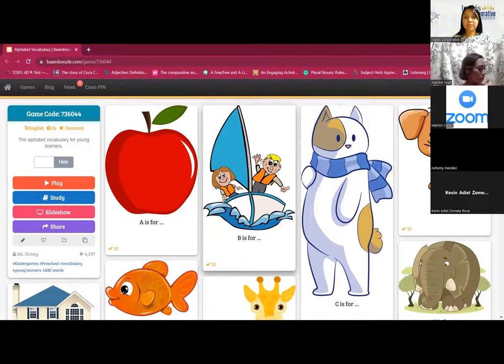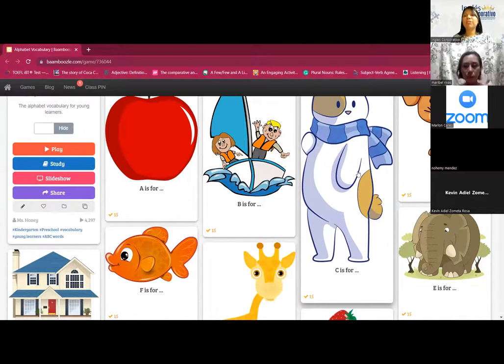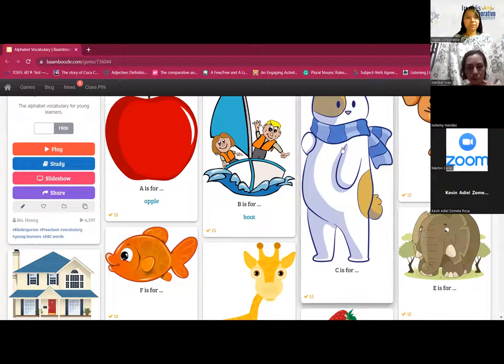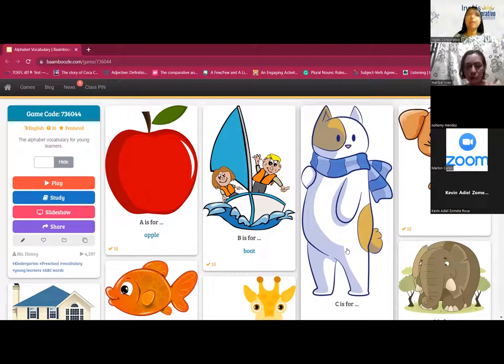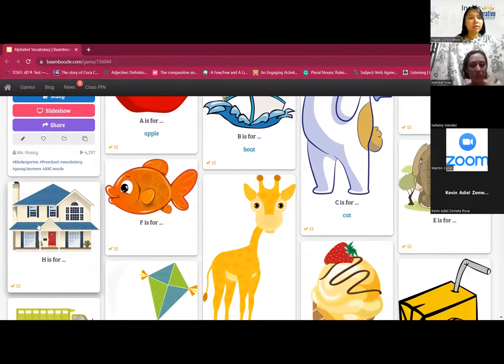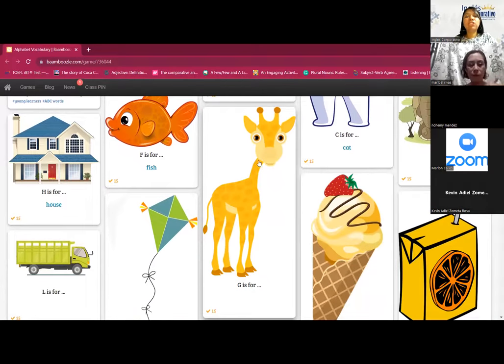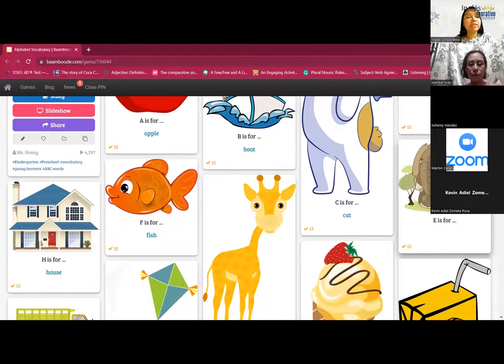What is this? Boat. Boat, very good. What about this one? C is for, what is it? C is for cat. Very good. What about this one? D is for? Dog. Okay. H is for? House. F is for? Fish. Very good. What about G? G is for? Giraffe. E is for?